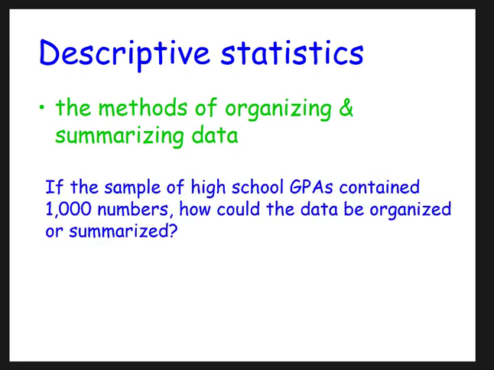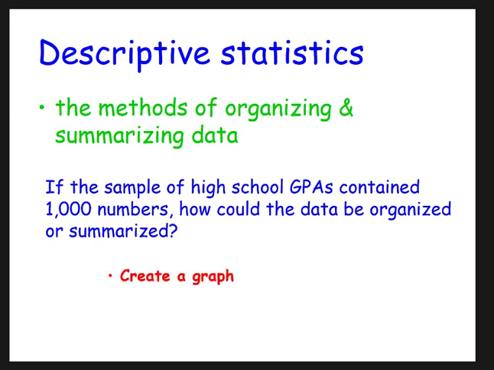So if the sample of high school GPAs that we collected contains 1,000 numbers, how would we go about organizing that? If you just have a list of 1,000 numbers, you're not going to look at that and be able to comprehend it. You're not going to be able to take that all in. So we have to organize it in some way to make it easier to comprehend.